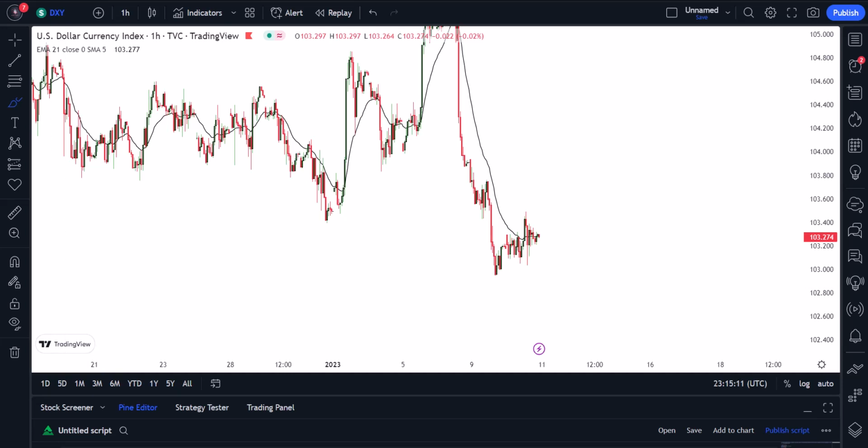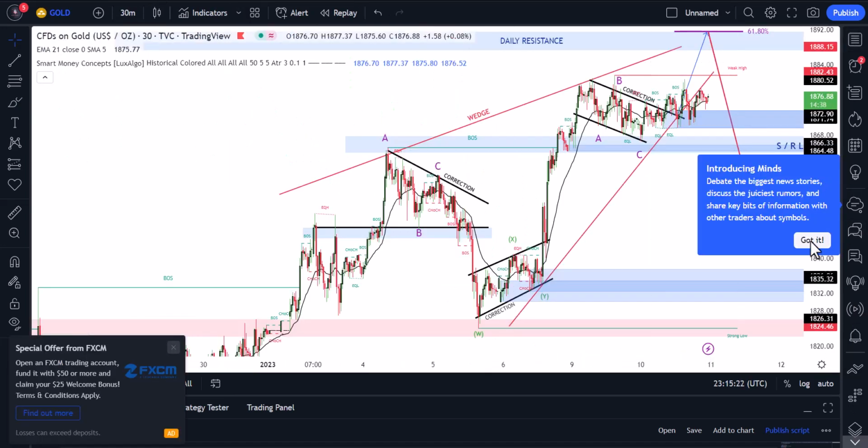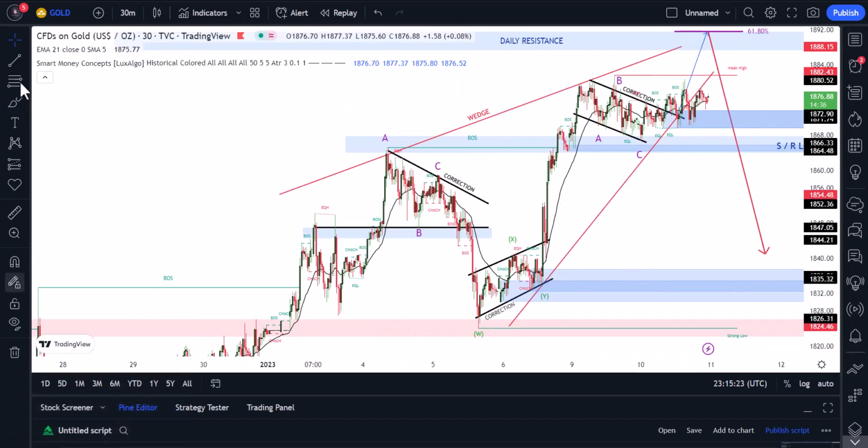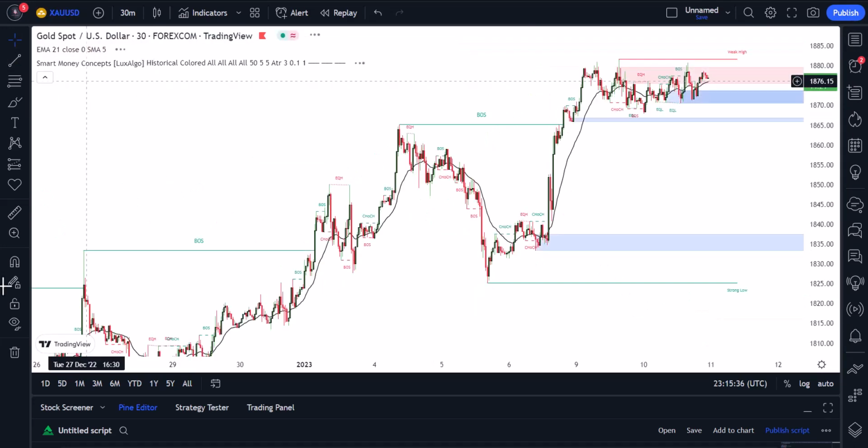After that, let's head toward one thing. Let me check the divergence as well. I think we have the divergence here. Okay, leave it. In the daily time frame, in the shorter time frame, let's just wait one second. Here.